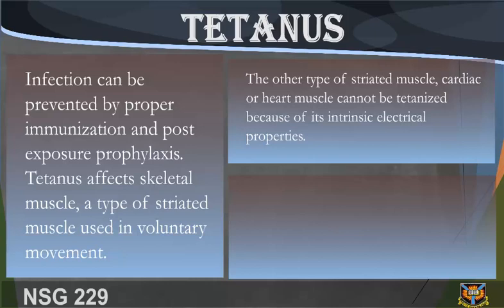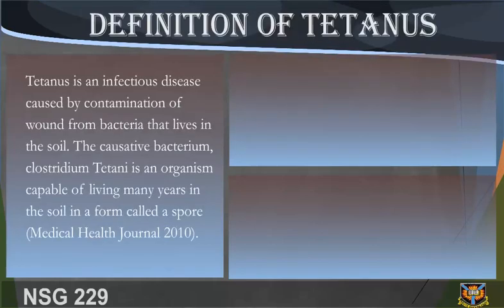Tetanus affects skeletal muscle, a type of striated muscle used in voluntary movement. The other type of striated muscle, cardiac or heart muscle, cannot be tetanized because of its intrinsic electrical properties. Definition of tetanus. Tetanus is an infectious disease caused by contamination of a wound with bacteria that live in the soil. The causative bacterium, Clostridium tetani, is an organism capable of living many years in the soil in a form called a spore. Medical Health Journal, 2010.